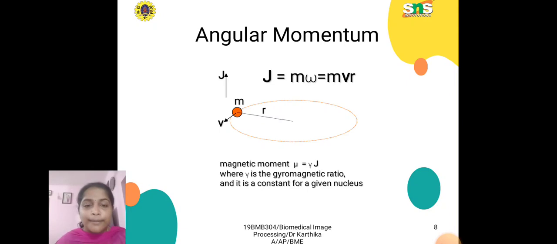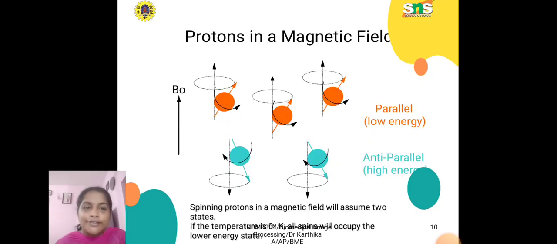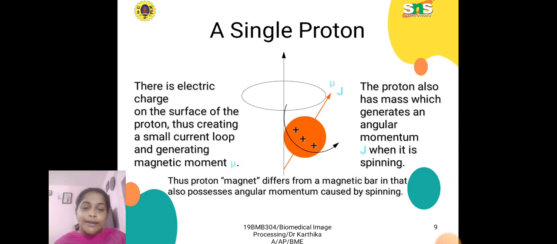Okay. The main thing is angular momentum. It is represented as J equal to M omega R, that is M V R, where omega equals V by R. See here how J, the angular momentum, is represented, and we have V, M and R. Here the magnetic moment mu equals gamma J, where gamma is the gyromagnetic ratio, which is a constant for a given nucleus. And first we have to consider protons.